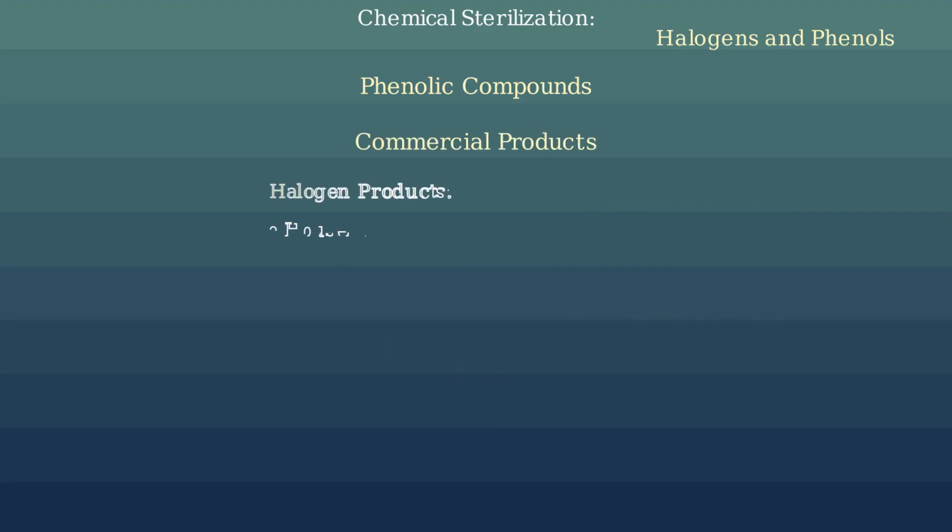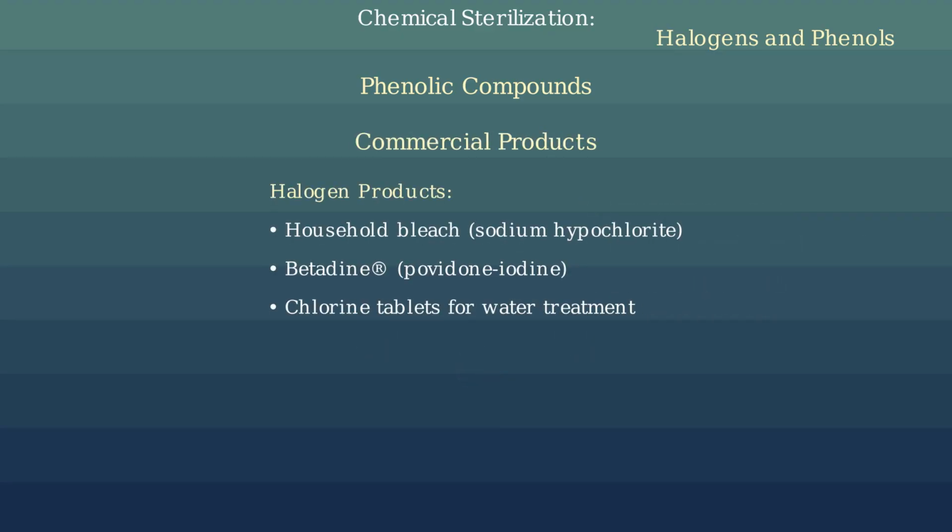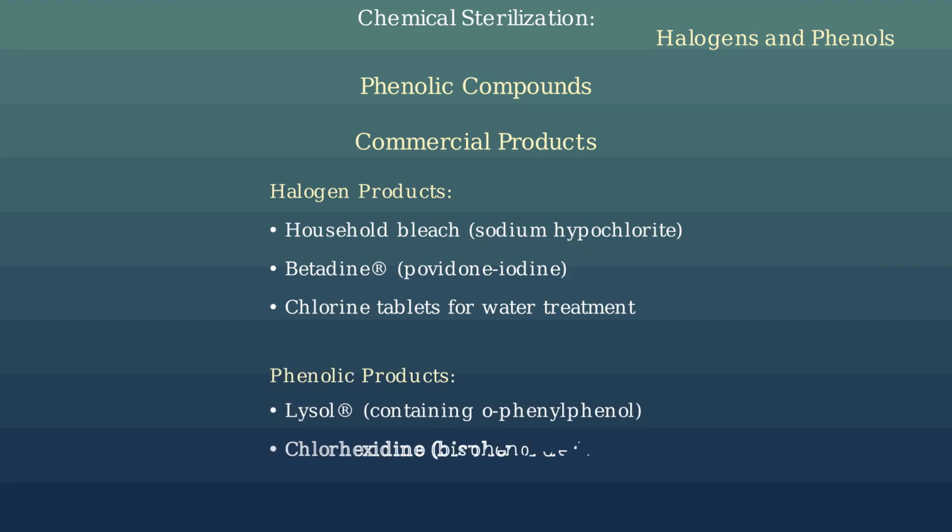Many common commercial disinfectants contain halogens or phenolic compounds. Phenolic products like Lysol, chlorhexidine, and Dettol are widely used in healthcare and household settings for their effective disinfection properties.